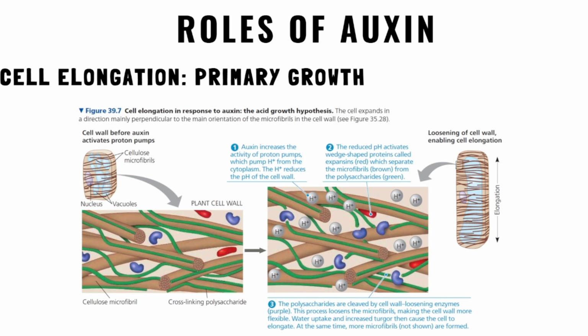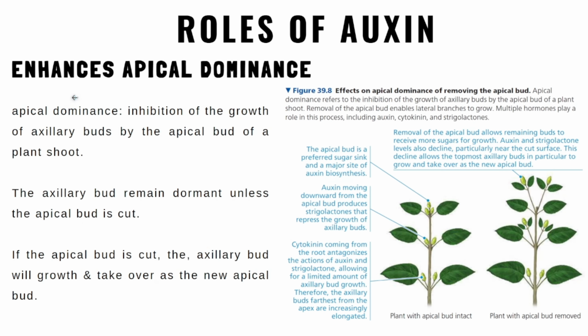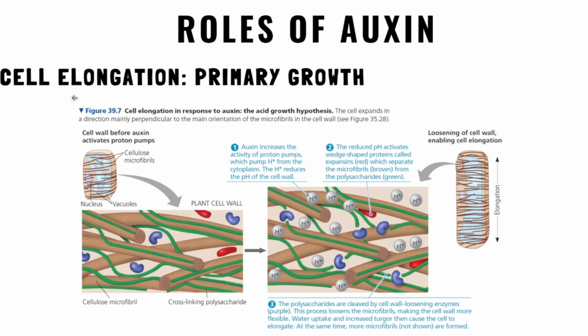Mode of action of the auxin. So how does the auxin perform its key function? In plants, the function of the auxin is primary growth, cell elongation. Very important: cell elongation means it makes the plant cell become bigger. So how does the auxin trigger plant cell elongation?